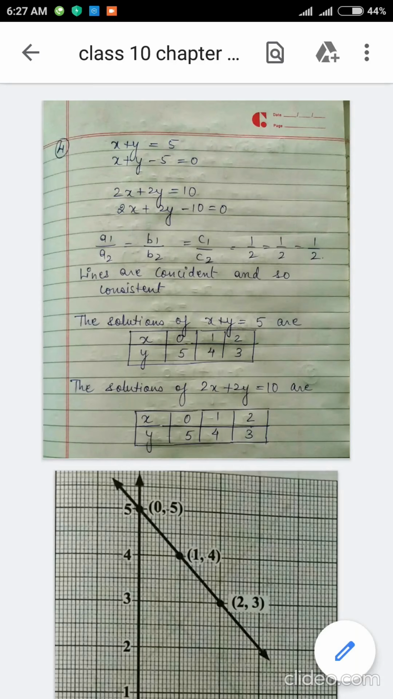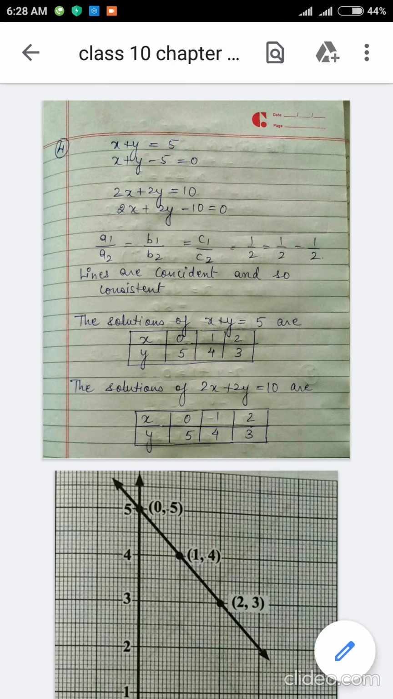Here is our question number 4. x plus y is equal to 5. We are taking 5 on the left hand side, which gives x plus y minus 5 is equal to 0. Similarly, for equation 2x plus 2y is equal to 10, we are taking 10 on the left hand side, which gives 2x plus 2y minus 10 is equal to 0.